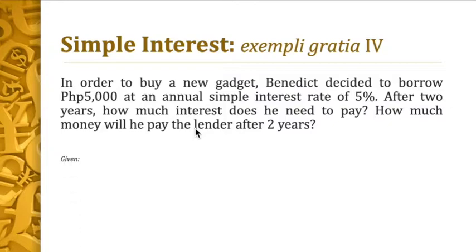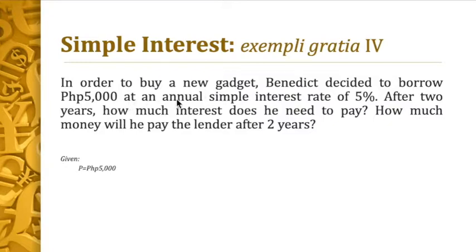So let's start with the given, remembering the GAS that I told you last video: given, ask, solution. For the given, let's look at the sentence, and the first number that pops out is 5,000 pesos. What is that 5,000 pesos? That is the amount that Benedict decided to borrow in order to buy some new cell phone or something. So that's your P, your principal amount.